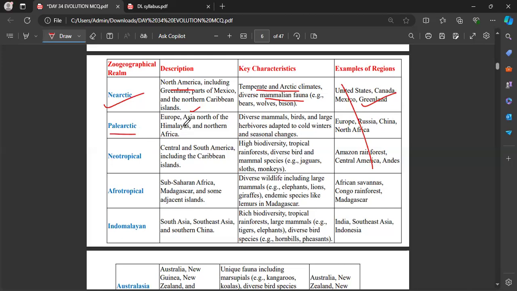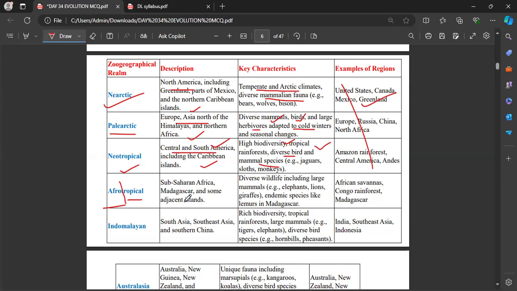And Palearctic covers Europe, Asia, and Northern Africa. We can find mammals, and besides the mammals, we can also find birds and larger herbivores adapted to live in cold winters and seasonal changes, right? And Neotropical is the area covering Central and South America, including the Caribbean islands. Here it is tropical rainforest, where we can find a diversity of bird and mammal species. And in the Afrotropical, we know that Africa always has a tropical climate.